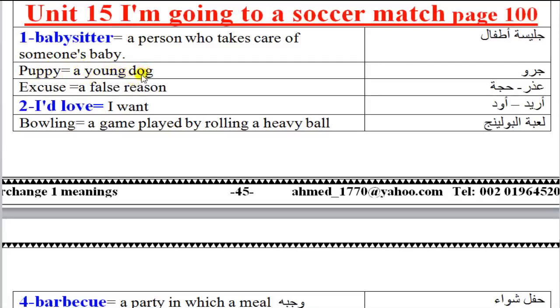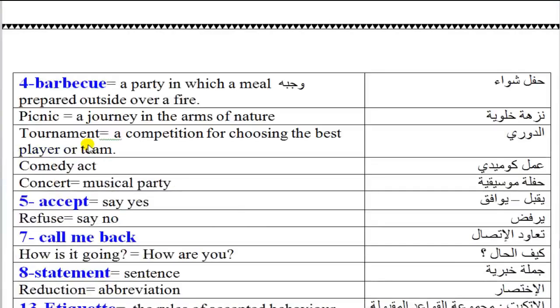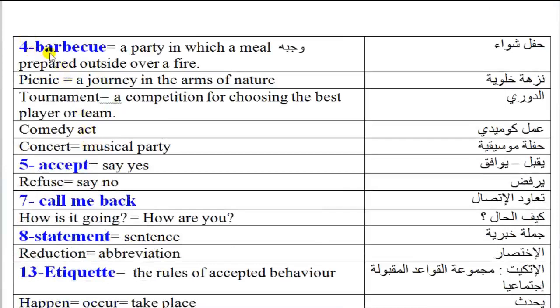Dog, British. American, dog, O-A in American, O, sometimes A. Excuse: a false reason. I'd love to. I won't. I wanna. Bowling: a game played by rolling a heavy ball. Barbecue: a party in which a meal is prepared outside over fire. Picnic: a journey in the arms of nature.